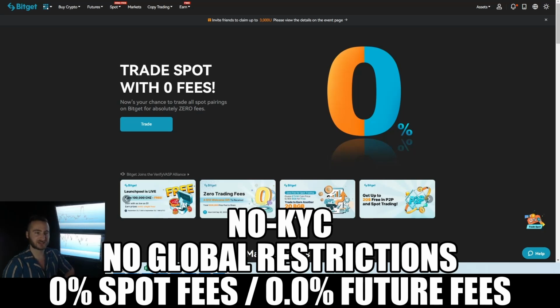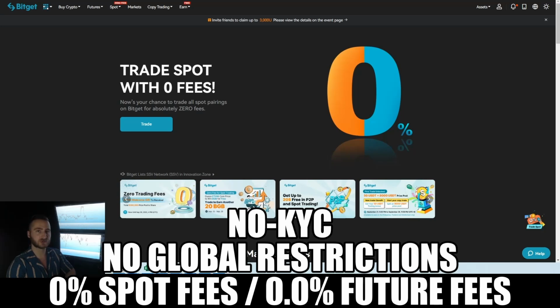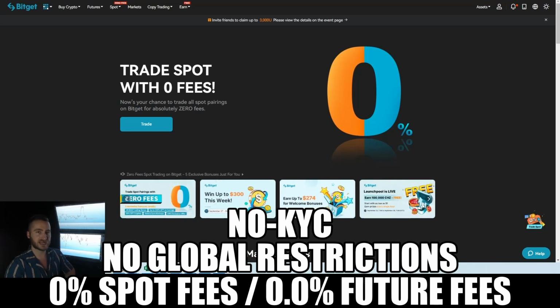Another really good thing is they obviously have very low trading fees for futures. It's around 0.02%. Now they have around 60 to 70 different trading pairs on futures and are adding more every couple of weeks, so it is steadily growing.